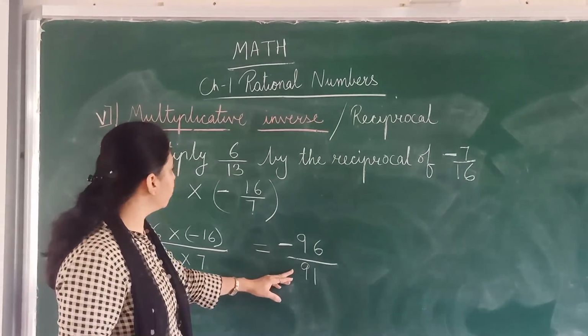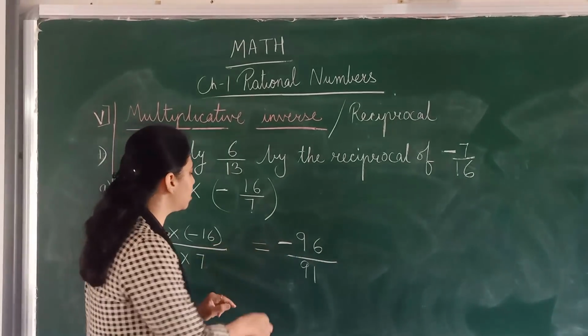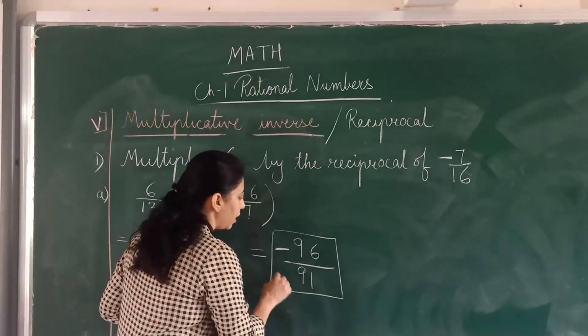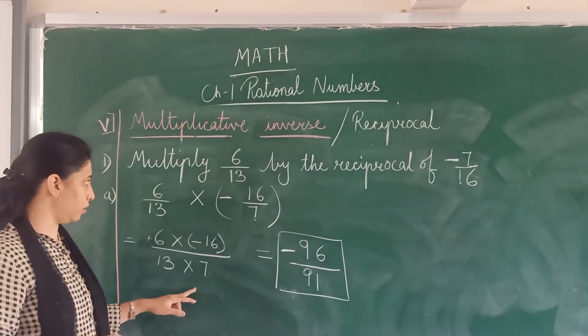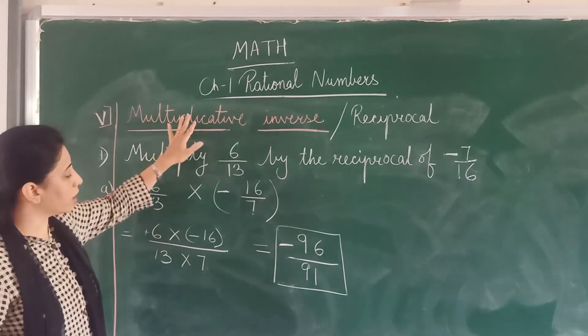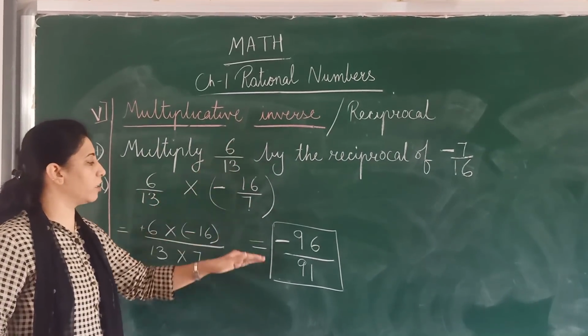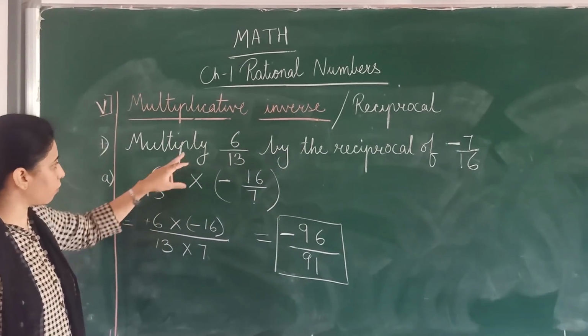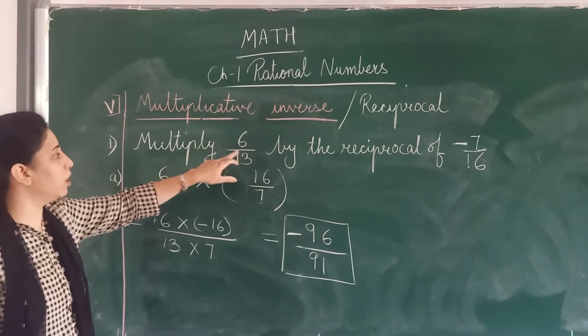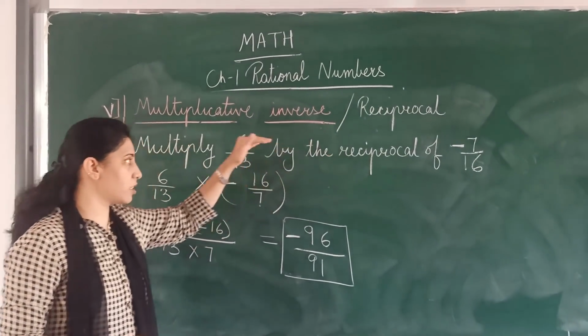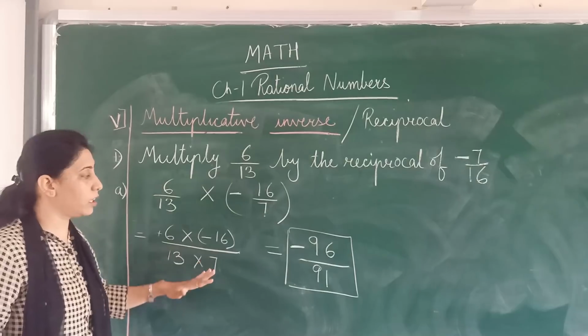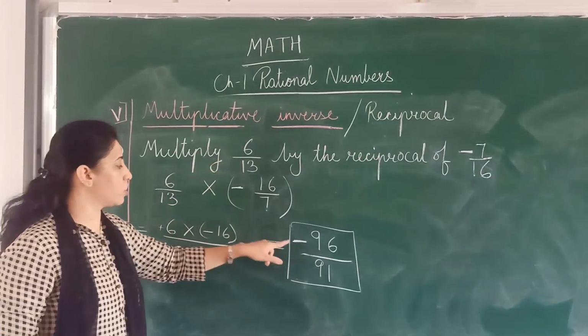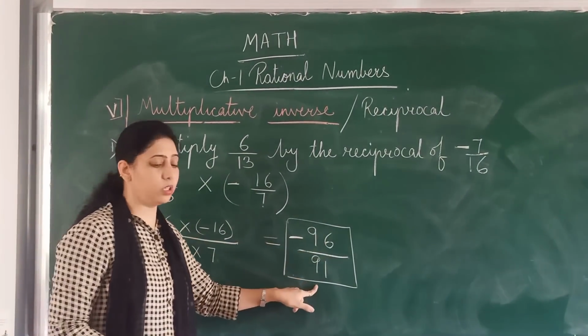Now this is your answer. Minus 96 upon 91 is your answer. So how have we done? This is one more example of multiplicative inverse. Multiplicative inverse means reciprocal. Whatever question is given, you have to just follow the instructions, read the question carefully and then solve the sum. So for this question, this is the answer, minus 96 upon 91.